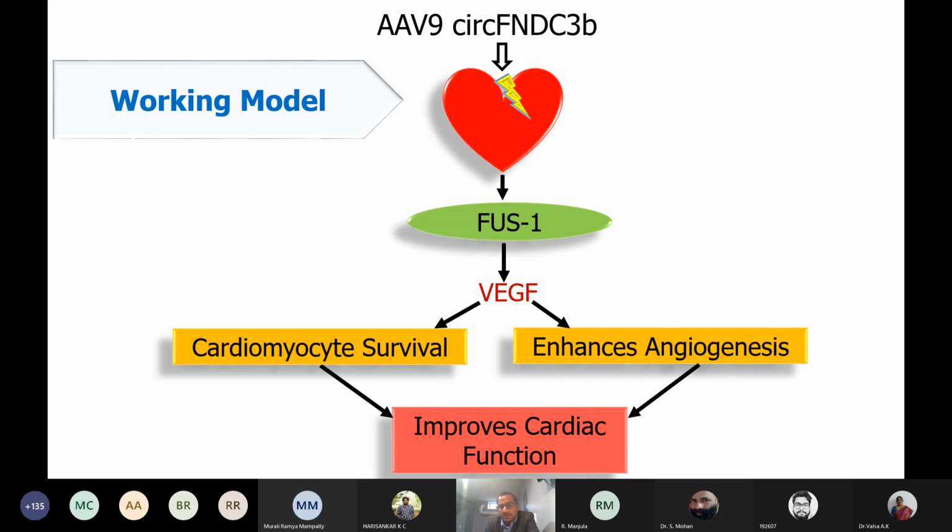This is a working model. As I mentioned, circular FNDC3B levels were reduced with the heart attack, and when we rescue its levels, it interacts with FUS and increases VEGF levels, increasing cardiomyocyte survival and enhancing angiogenesis, and that's how it is improving the function.